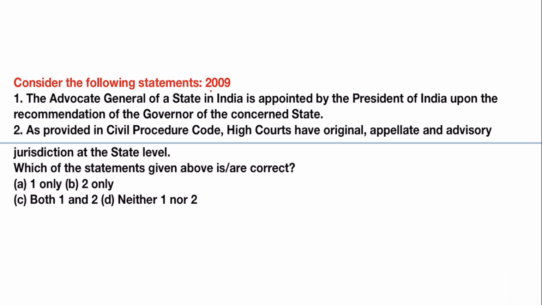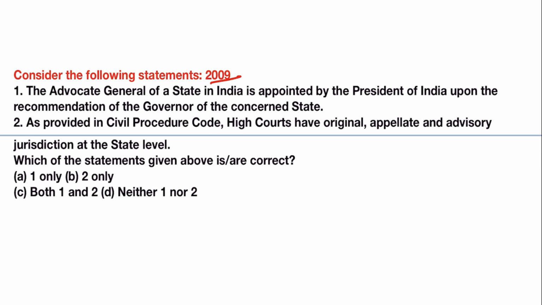Next, asked in 2009. Consider the following statements. The Advocate General of a state in India is appointed by the President of India upon the recommendation of the Governor of the concerned state. As provided in Civil Procedure Code, High Courts have original, appellate and advisory jurisdiction at the state level. So both the statements are not correct. Answer will be neither 1 nor 2. This question was also asked in CDS 2019.